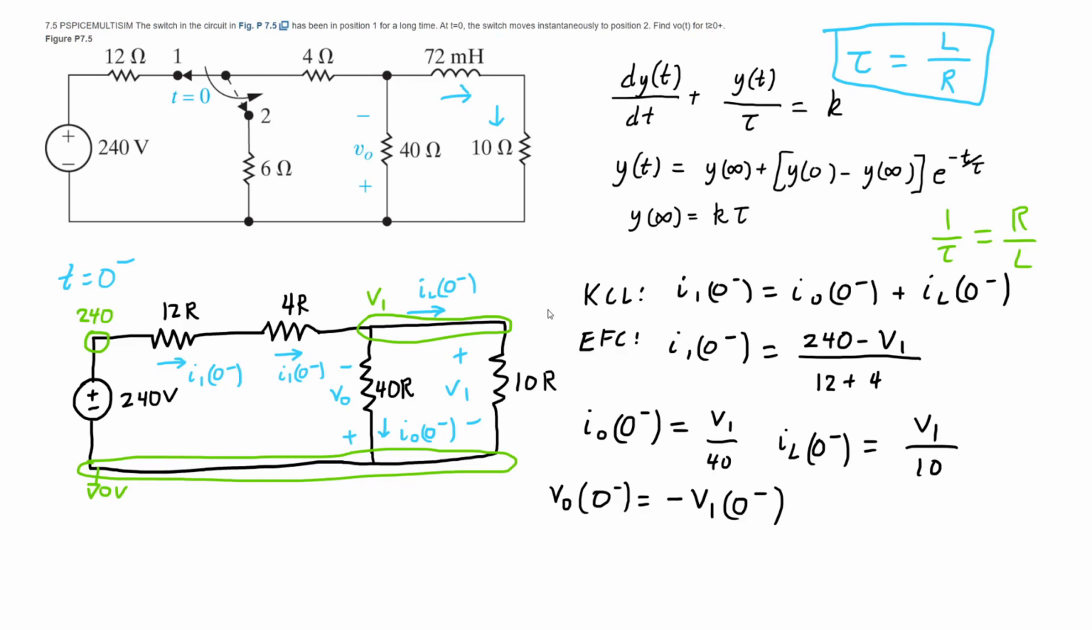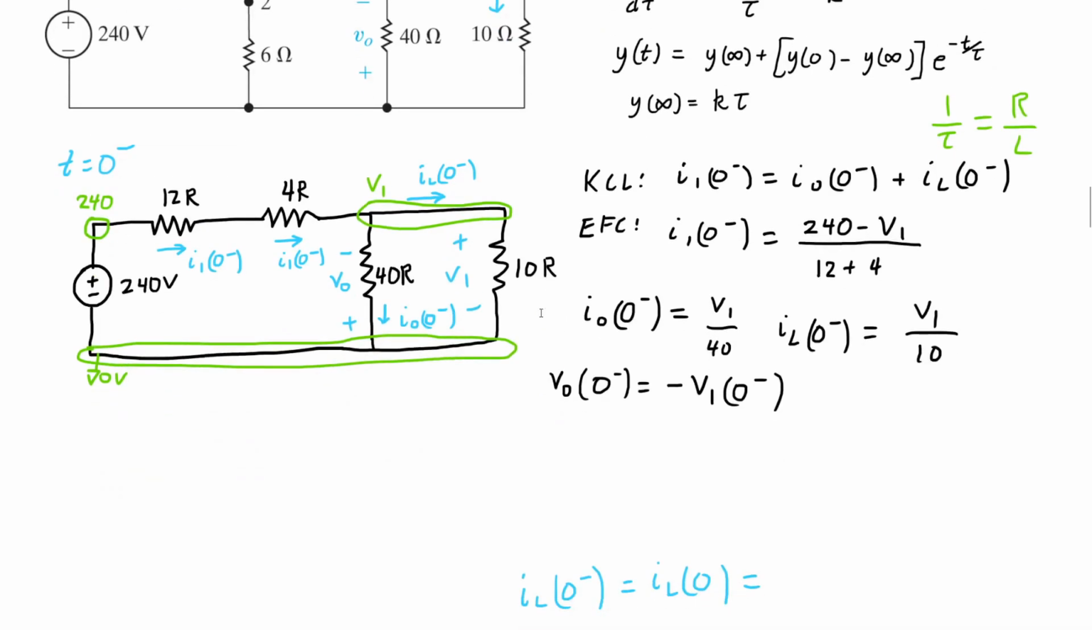Anyway, since the inductor and the resistor are in series, the current through them is the same. So that's where I got this expression right here for I_L. It's just the voltage drop across the resistor divided by the resistance. Anyway, I'm going to go ahead and put them in parallel just to make calculating the voltage a little bit easier. 40 in parallel with 10 is 8 ohms.